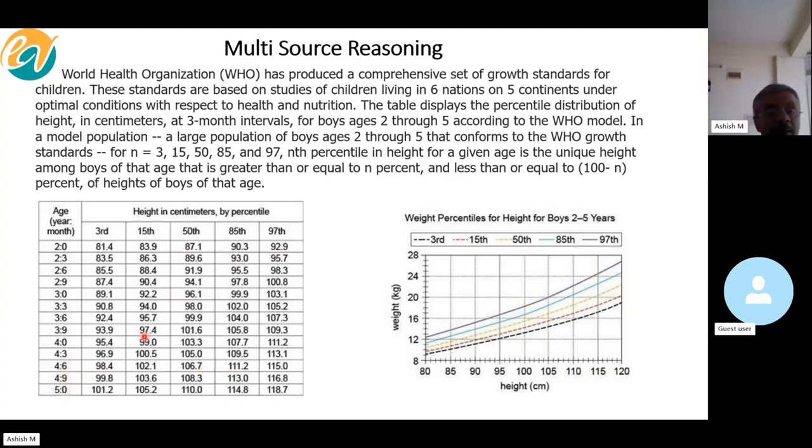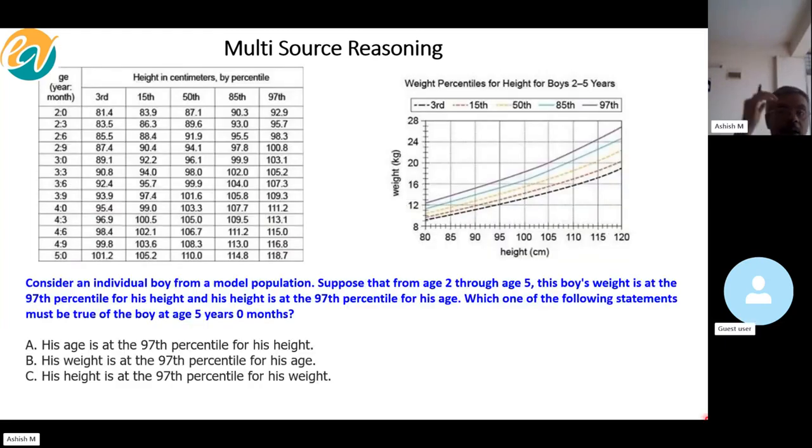And this exact statistic is also represented in this graph. Exact same. These lines are representing various percentiles. Notice third, 15th, 50th, 85th, and 97th. All right. Now these were the two graphs.